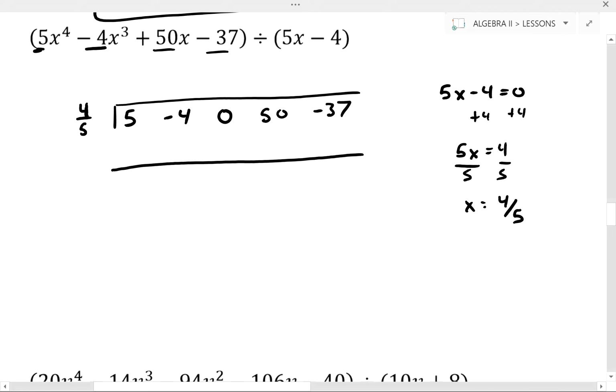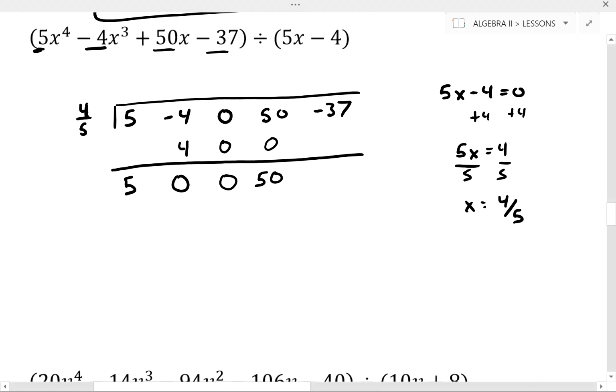Just like the first problem, the very first step is to take your first coefficient underneath your division sign and drop it down. Now I can start my cycles of multiplication and addition. So 4 fifths times 5 is 4. And then I add. Negative 4 plus 4 is 0. Multiplication again. 4 fifths times 0 is 0. 0 plus 0 is 0. And then I do it again. 4 fifths times 0 is 0. 50 plus 0 is 50.